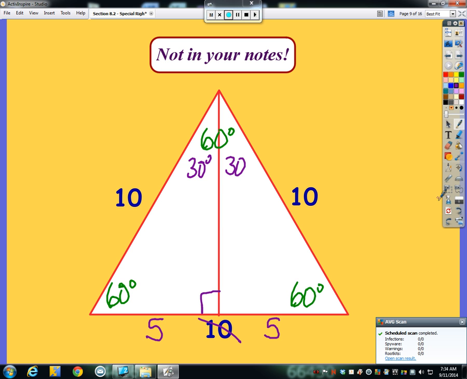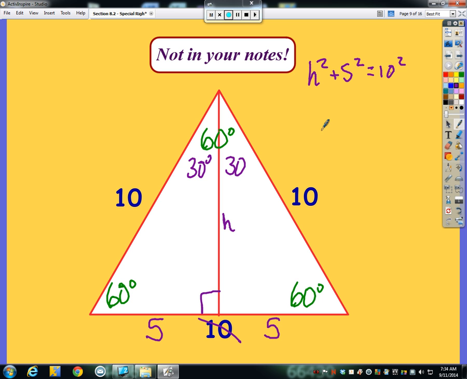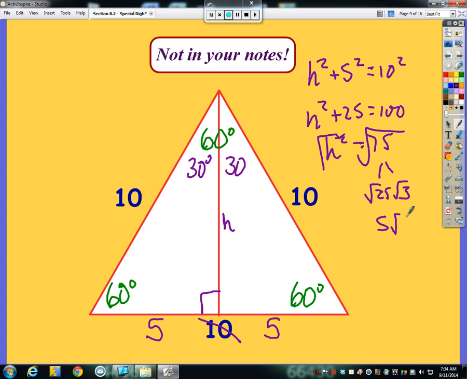Well, we could use the Pythagorean theorem, right? So let's call this side, I'll just call it h because that's really what it is, it's the height. So height squared plus 5 squared equals 10 squared. Height squared plus 25 equals 100. Height squared equals 75. Square root, and I can do 25 times 3. So I get 5 root 3.